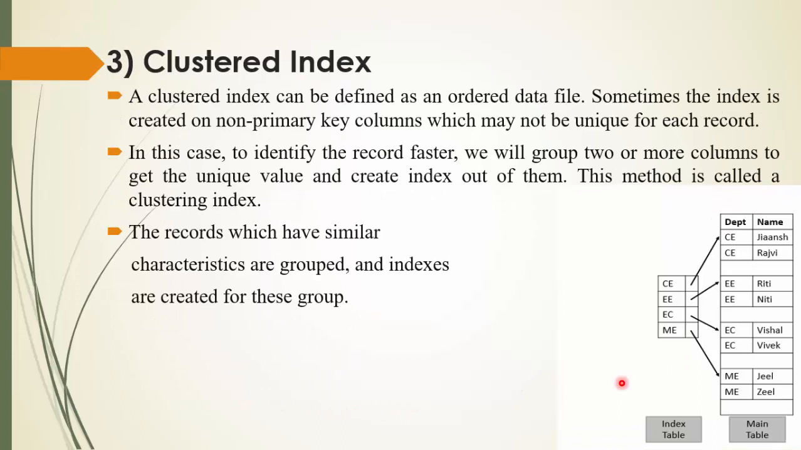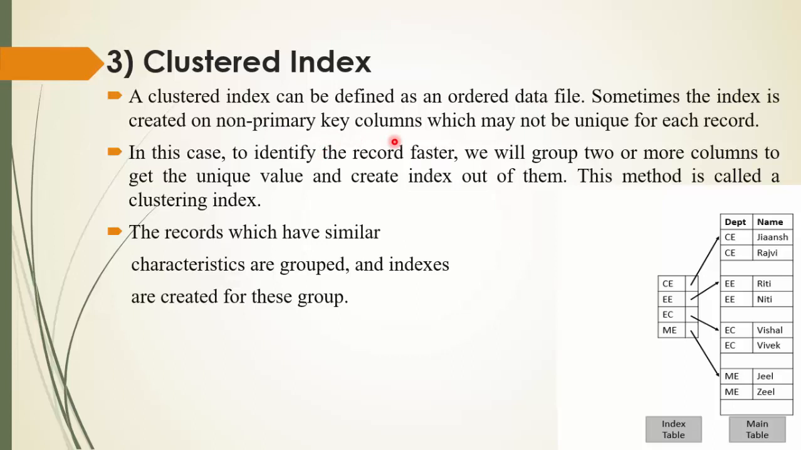Now next is a clustered index. A cluster, as the name suggests, means a group. A clustered index can be defined as an ordered data file. Data are stored in an order. Sometimes the index is created on non-primary key columns which may not be unique for each record. Primary key is always unique, so if we create an index on the primary key, the data is unique.